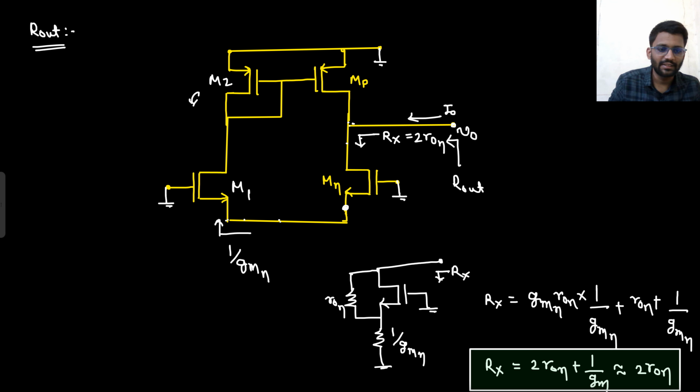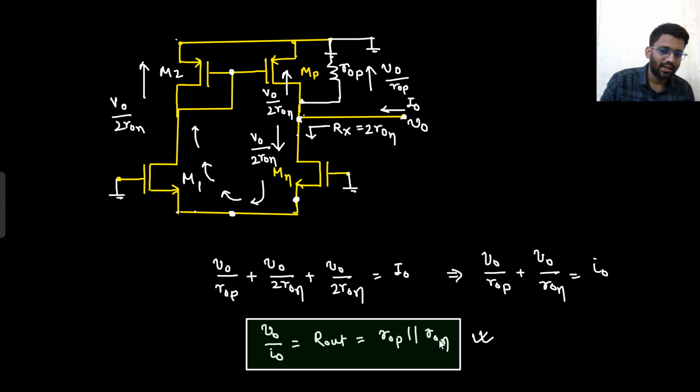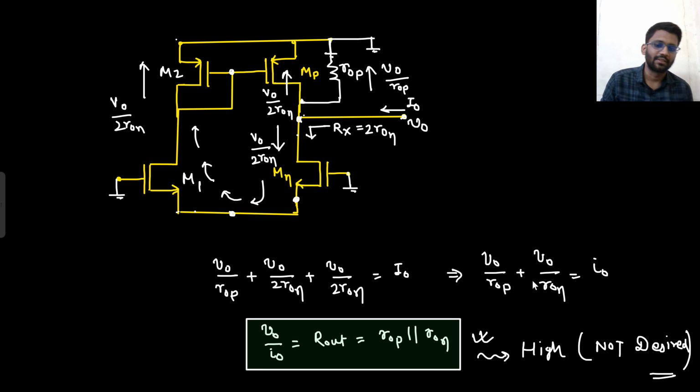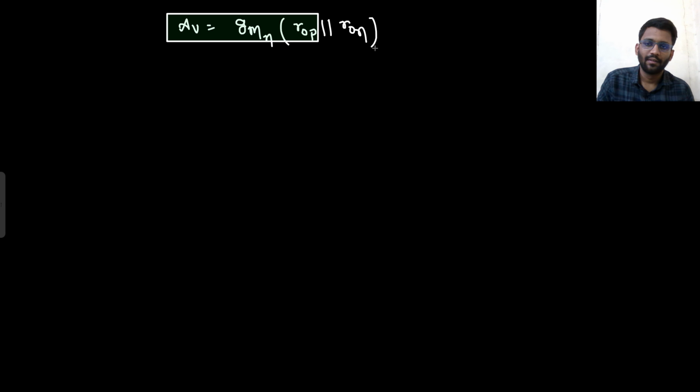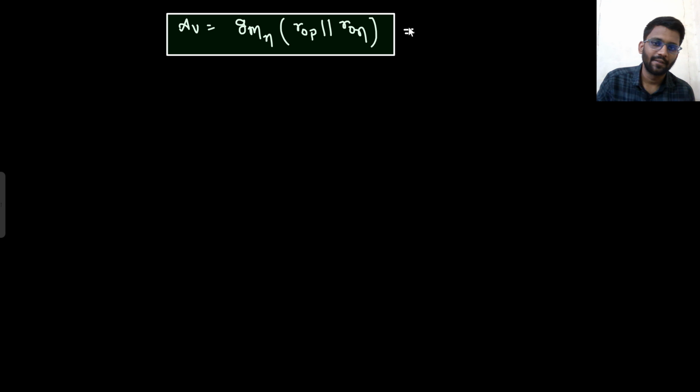So we have the GM, we have the Rout. What was our GM? GM was GMN. And what is our Rout? Rout is ROP parallel with RON, which is pretty high. And it was not desirable, because you wanted a low output impedance. So output impedance you are getting high, that is not desirable. What is the gain? Gain is GMN times ROP parallel with RON. So this is the gain, which is high, and it was desired.